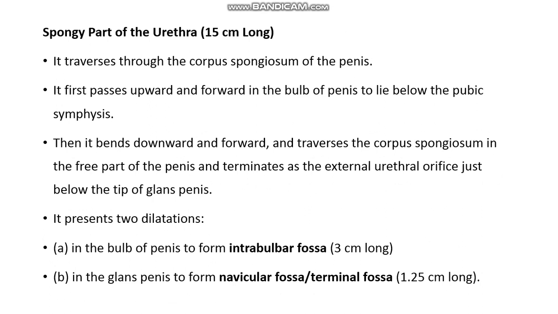So what is happening here is that initially this spongy part passes upward and forward, and comes to lie below the symphysis pubis. After that, it bends downward and forward, then it travels through the corpus spongiosum, and finally it terminates at the external urethral orifice below the tip of the glans penis.